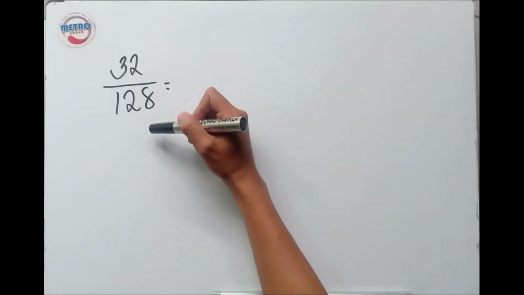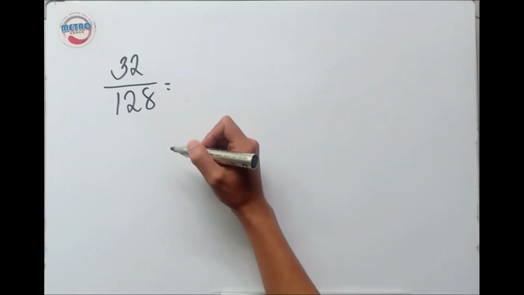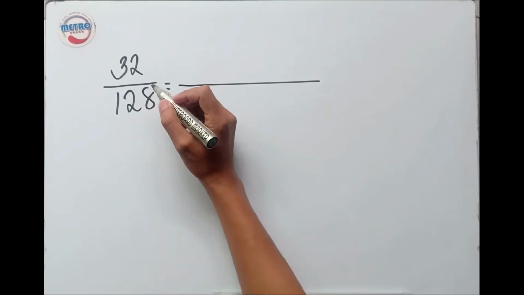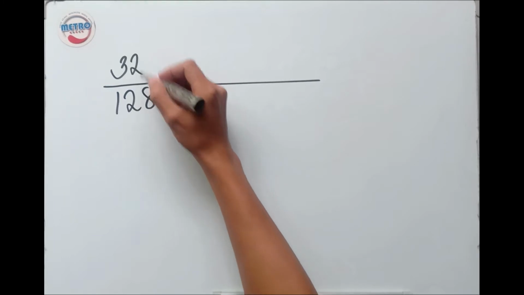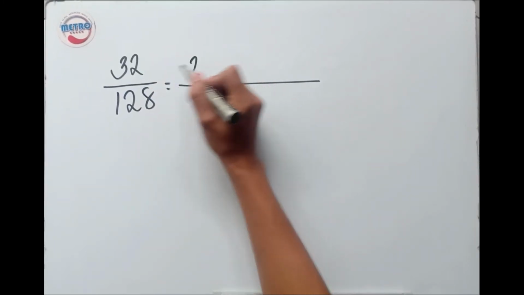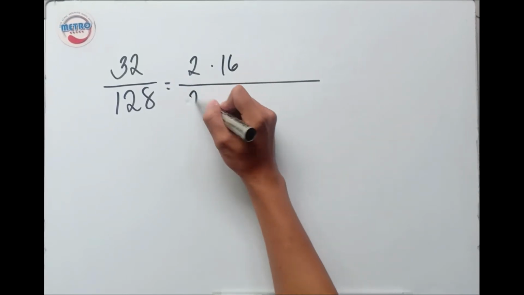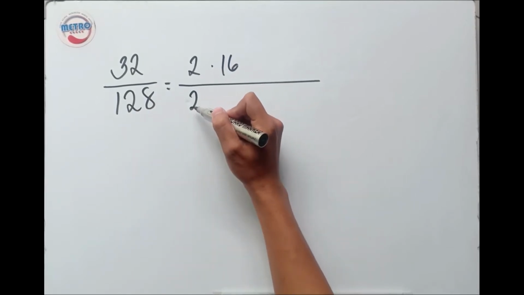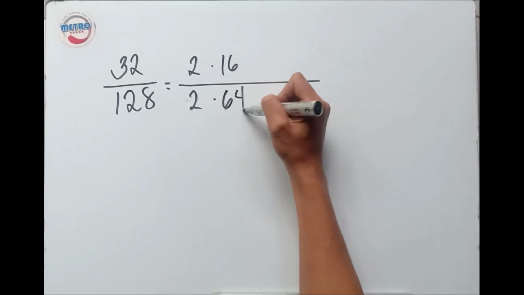Let's have a second example for simplifying rational expressions. 32 over 128. Let us factor out the given numbers. If the numbers are big, let's try to divide by 2. 32 divided by 2 is 16, so we have 2 times 16. 128 divided by 2 is 64, then we can have 2 times 64.